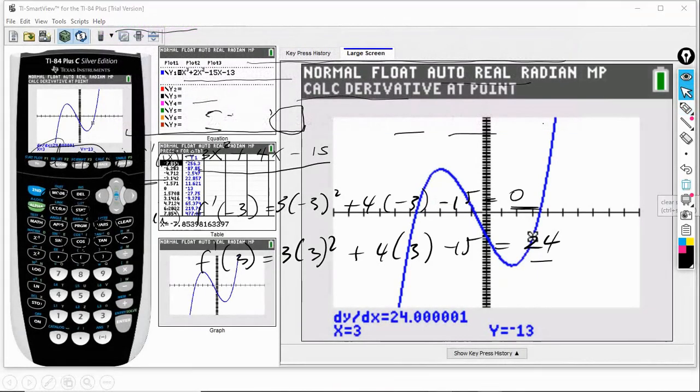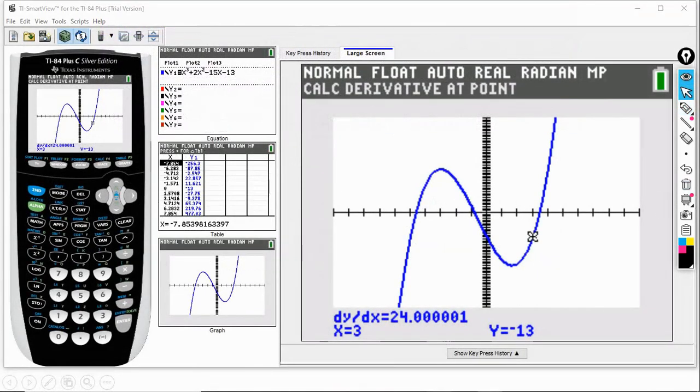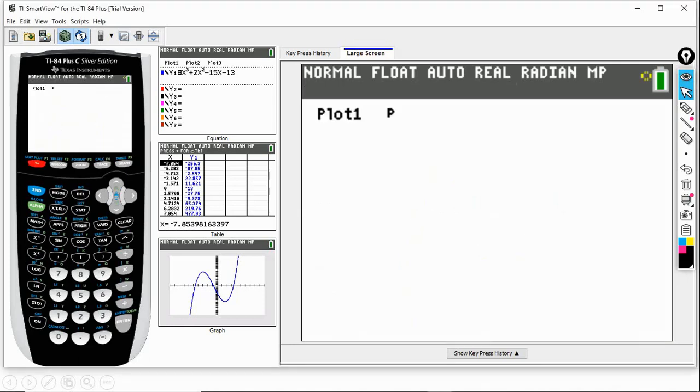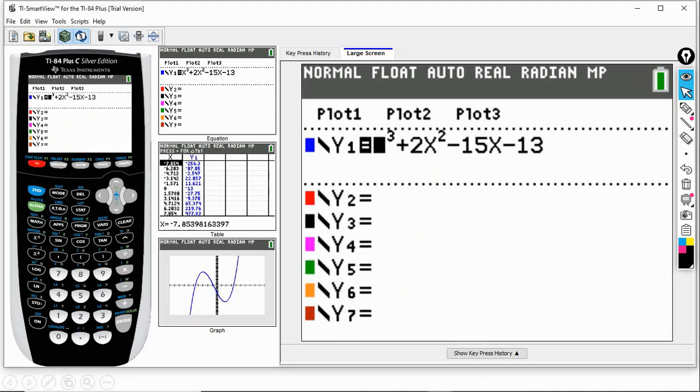Okay, so here you see the graphing calculator, and you need to go, of course, to y equals, and then plug in the function. So f of x is what you have to plug in, and as you can see here to the right, the function is x cubed plus 2x squared minus 15x minus 13. So graph that. Let's hit the graph button and see what we get.